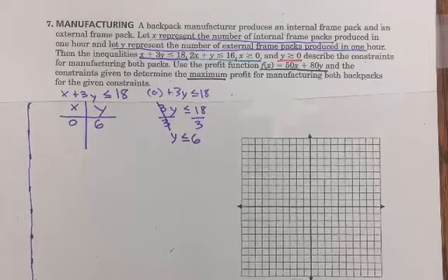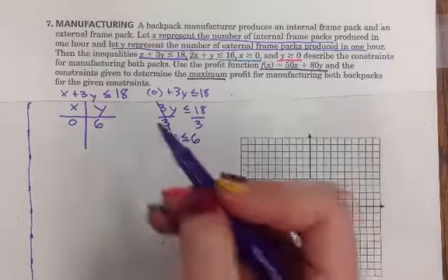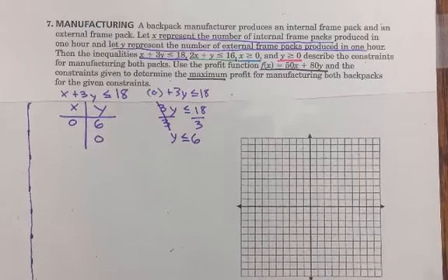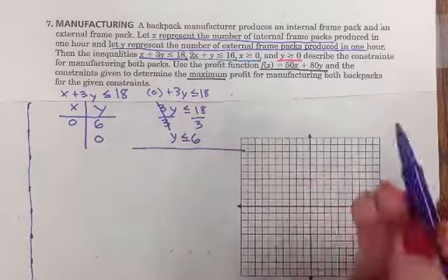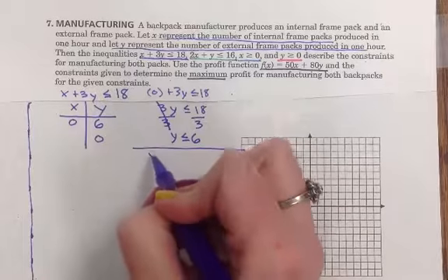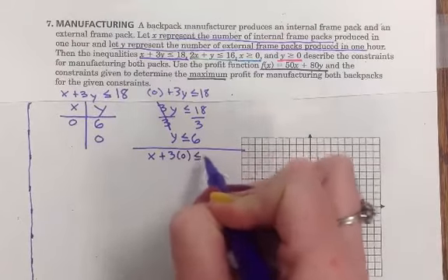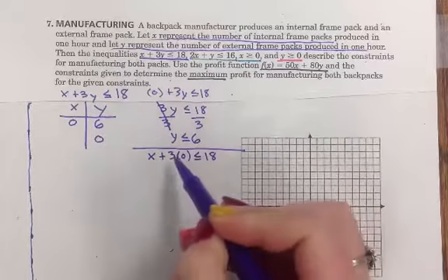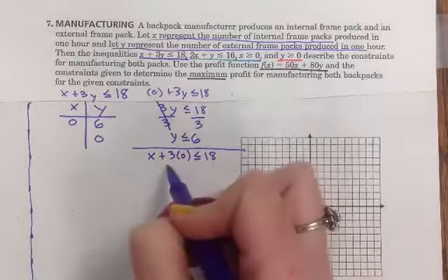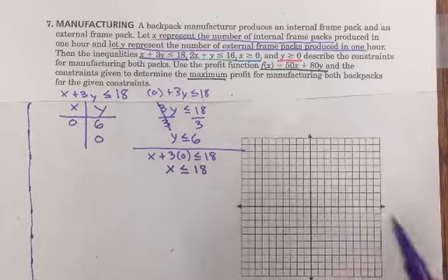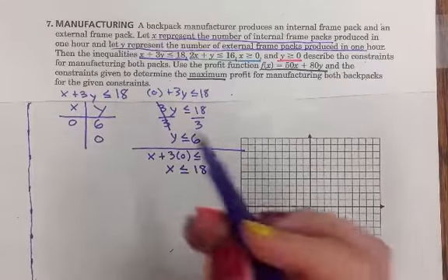What about our x-intercept? Well, that's going to be when we have y equal to 0. So let's plug that one in. So we have x + 3 × 0 ≤ 18. 3 times 0 is 0, so we're left with x ≤ 18. So we can plug 18 into our table.